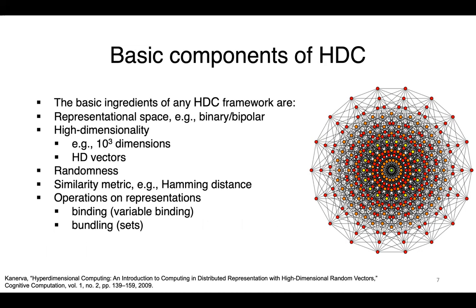These HD vectors are drawn randomly so that by construction, any 2 HD vectors have an extremely high probability of being quasi-orthogonal. We can measure similarity between HD vectors using a similarity metric, such as Hamming distance or cosine similarity. We can also perform certain relational operations on HD vectors, such as variable binding or bundling. And these operations let us construct relational objects from HD vectors, objects that include things like sets, sequences, predicate relations, hierarchies, and much more.